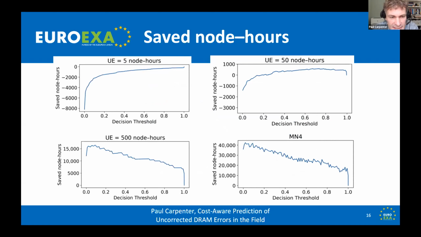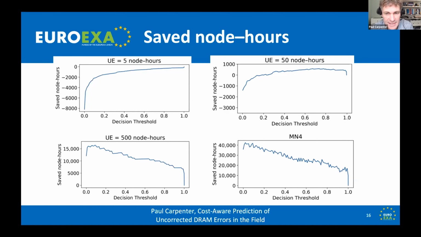The figure I showed just now in the first plot shows how the prediction algorithm fares. But to really evaluate it with the cost benefit analysis, it depends on what kind of jobs you're running on it. If you look at the bottom right with the MareNostrum distribution, you can see that actually quite a lowish decision threshold is the one that gives the best node hours, whereas in the top left it's the other way around, of course, because the jobs are smaller.